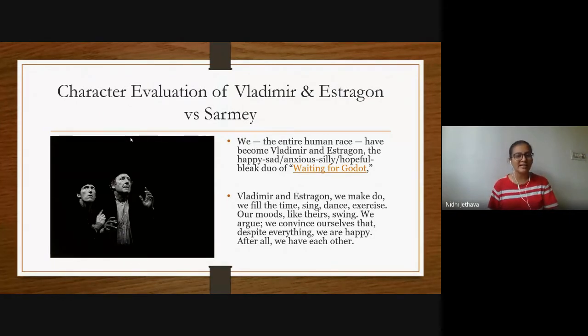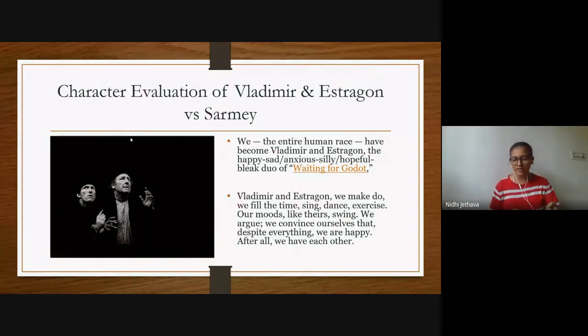We are dancing, exercising, shifting our moods, swinging our moods, arguing, being too tired, too happy, but at the end, everything is meaningless. And I would like to speak one dialogue by Estragon and Vladimir.